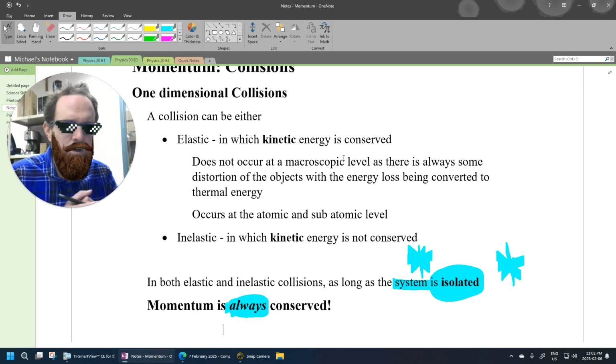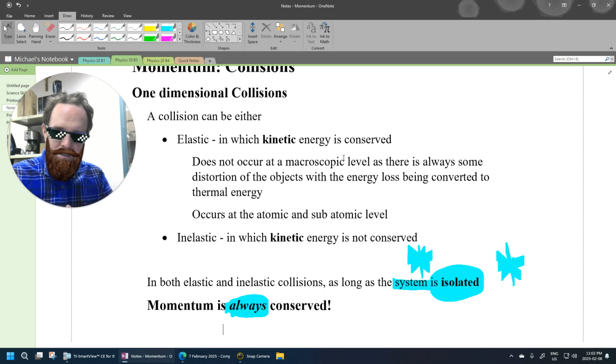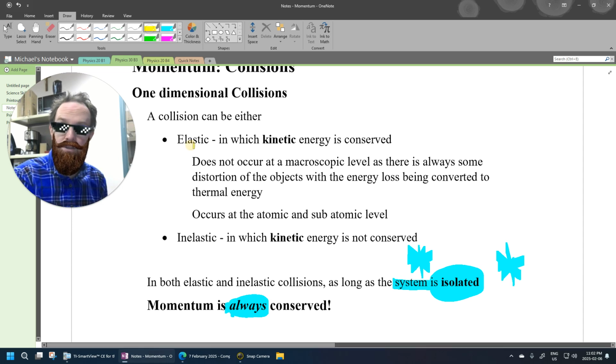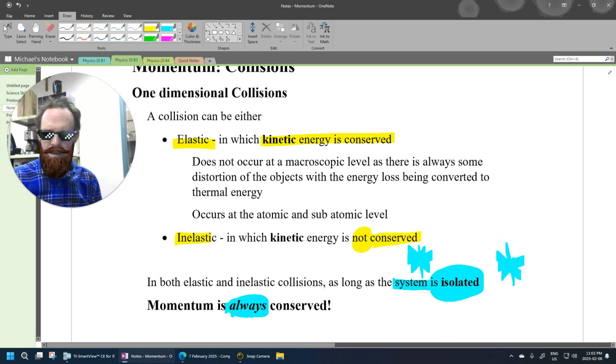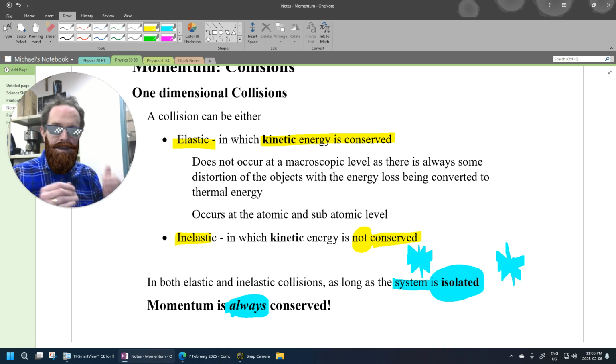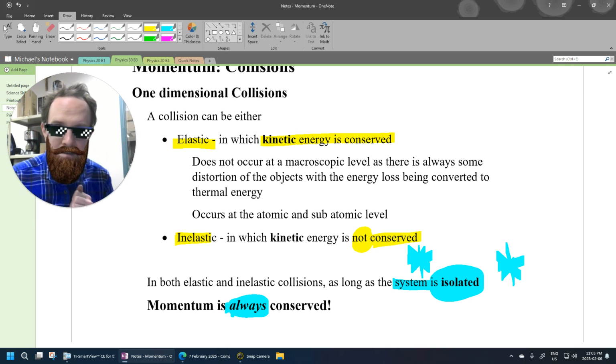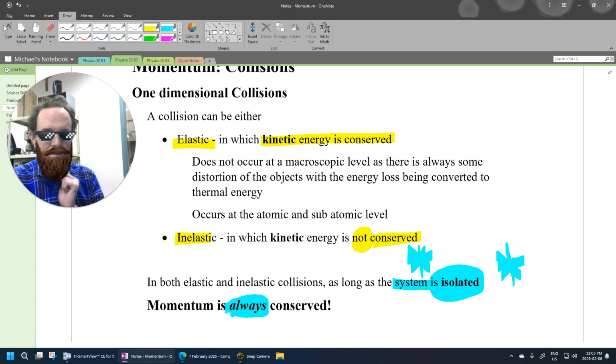So if kinetic energy is conserved, we say the collision is elastic. And if kinetic energy is not conserved, then we say it's inelastic. Now, because we can have these two different types, and both of these can happen in an isolated system, I can have elastic collisions, and I can have inelastic collisions.